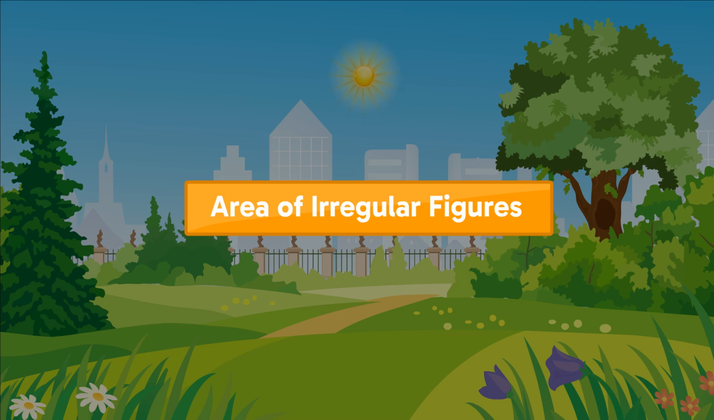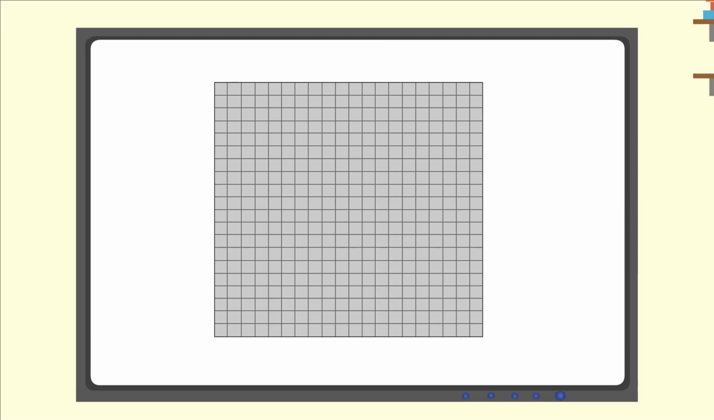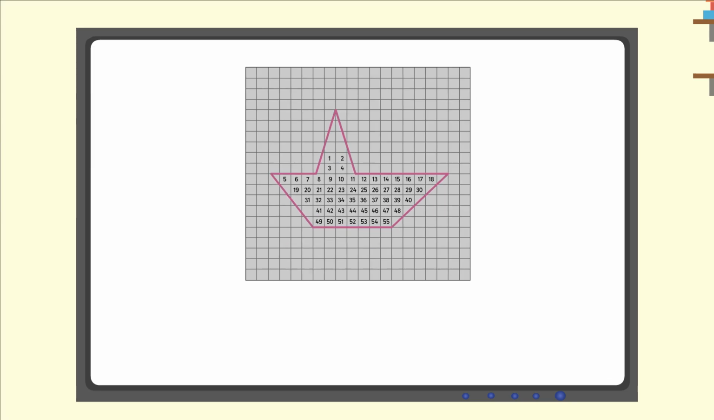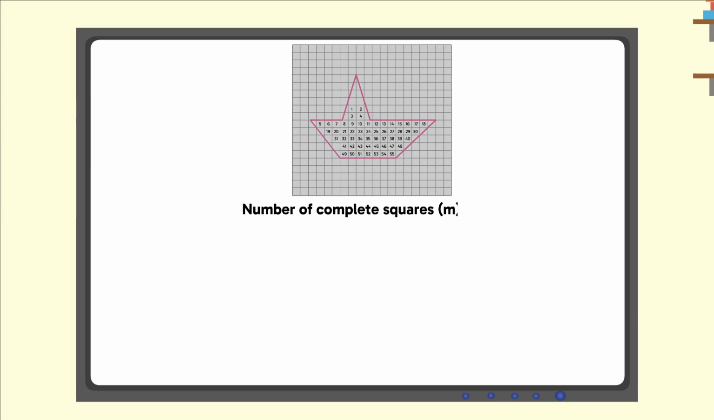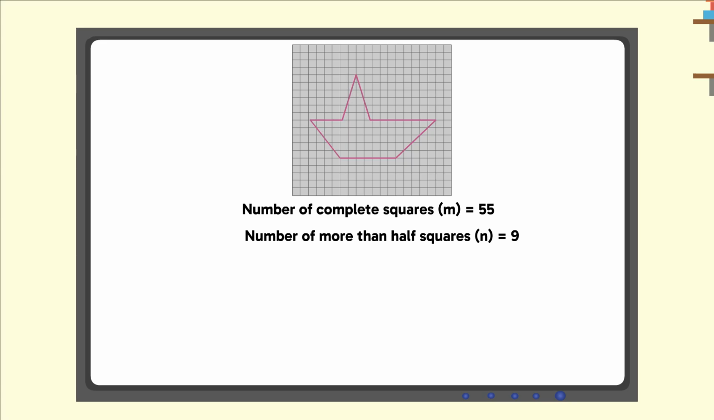Area of irregular figures. Let us find the area of the given figure. We follow the following steps to find the area of an irregular figure. Step 1. The first step is to count the number of squares which are completely enclosed by the figure. Number of complete squares, m, is equal to 55. Step 2. Count the number of squares of unit length which are more than half part enclosed by the closed figure. They are 9.